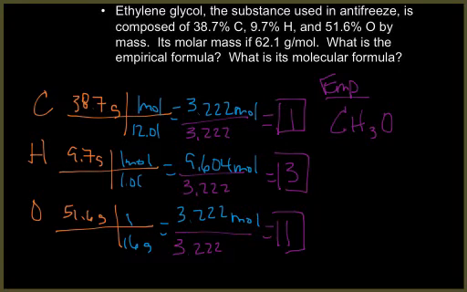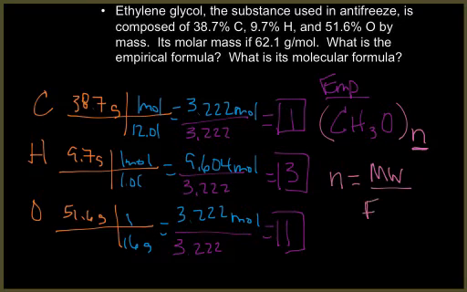Okay, so what I need to figure out now is, if that's my empirical formula, what is my molecular formula? To get to molecular, I have to figure out N. So again, N is molecular weight divided by formula weight. Now what is given up here says it's molar mass. So this is where that molecular weight thing gets kind of tricky. Molecular weight can be used interchangeably with molar mass. So that's the mass of the compound. So that molecular weight is 62.1.